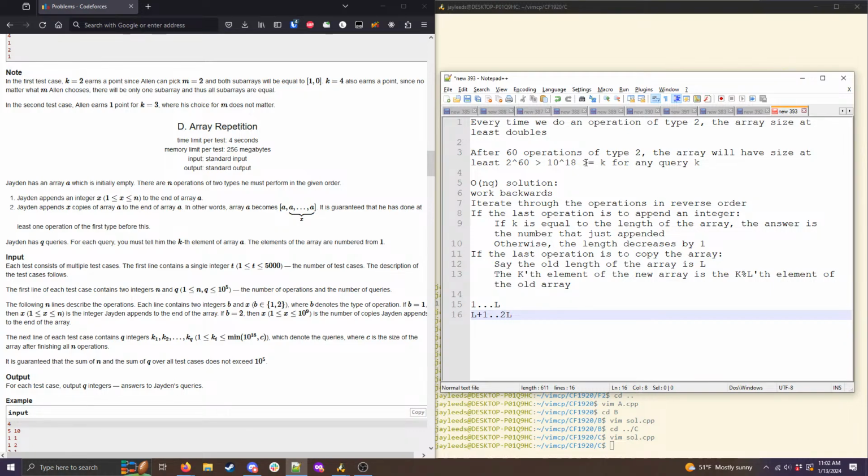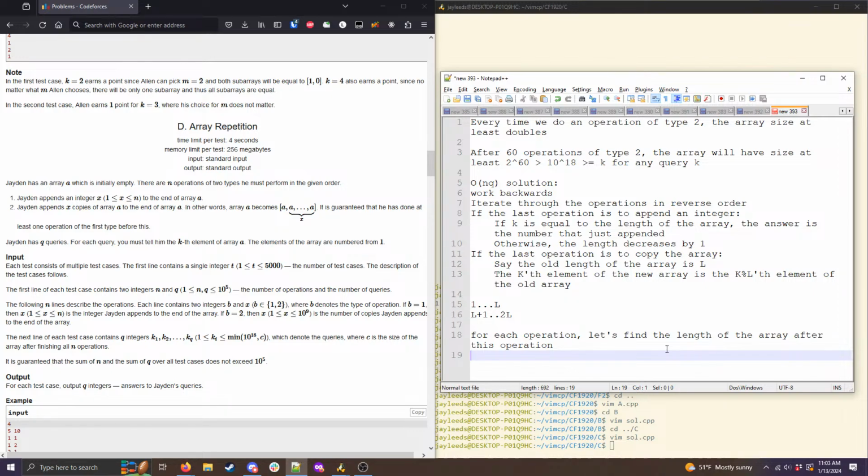So we can work backwards, and simulating this directly would be O(NQ). But it's not super hard to make this more efficient, and there are a couple of ways you can do this. For ease of implementation I ended up doing a slightly simpler Q log squared n solution, but there's also a way to do this in Q log n. The way we can do this is, for each operation, let's find the length of the array after this operation.